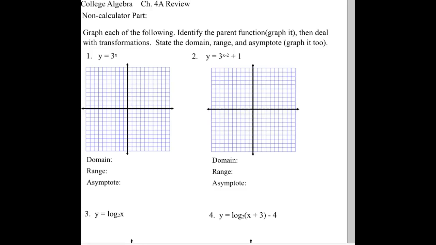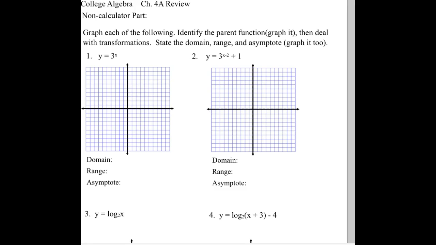We're going to look today at the non-calculator portion of our Chapter 4 review. These are all things that you should be able to do by hand. The first couple are graphing ones. It says to graph each of the following, identify the parent function and graph it, and then deal with the transformations. State the domain, the range, and the asymptote, and graph it as well.